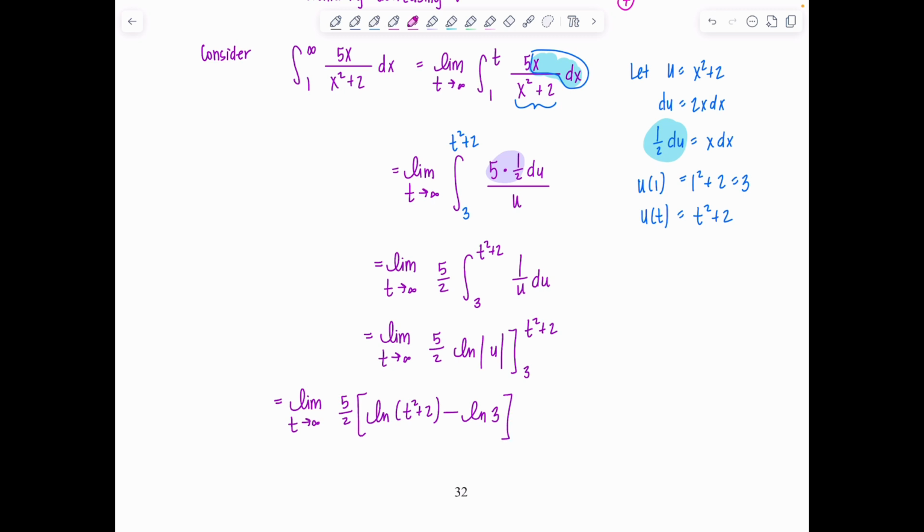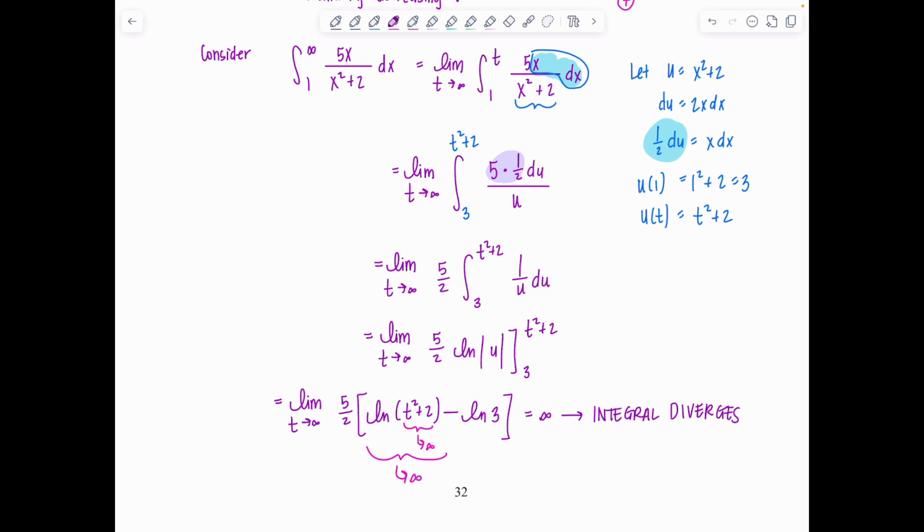And then, okay, t is going to infinity. So if this goes to infinity, the natural log of all of that is also going to go to infinity. I have infinity minus some number. So this is all still going to infinity, times 5/2, that's positive. So this is all going to infinity, which tells me the integral diverges. Very good.